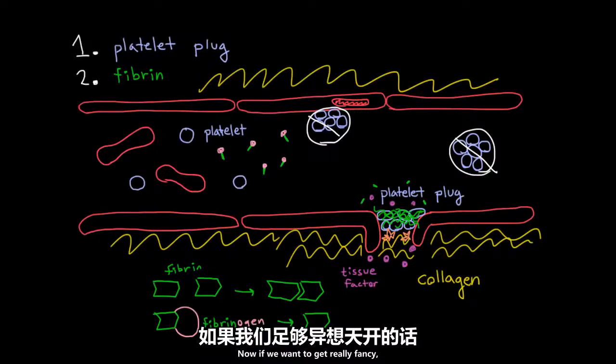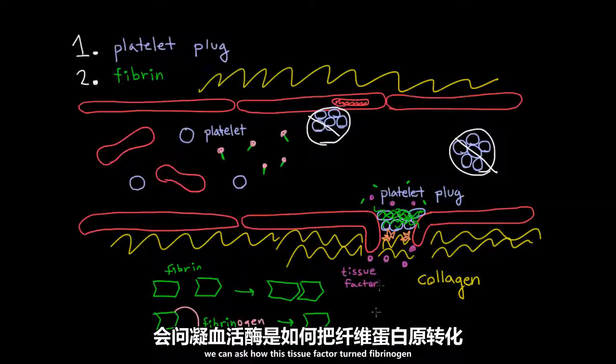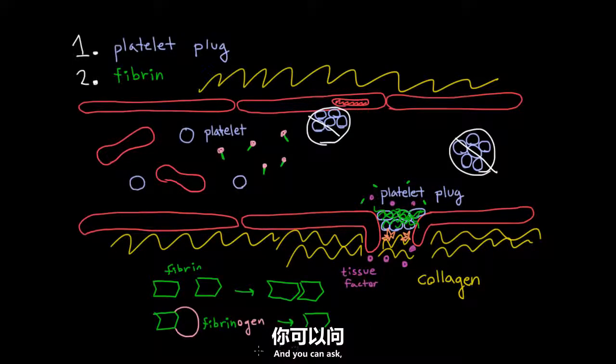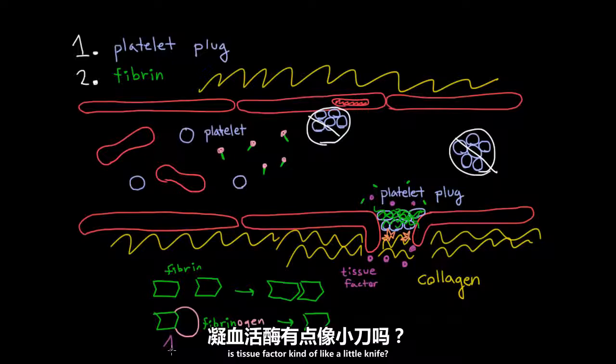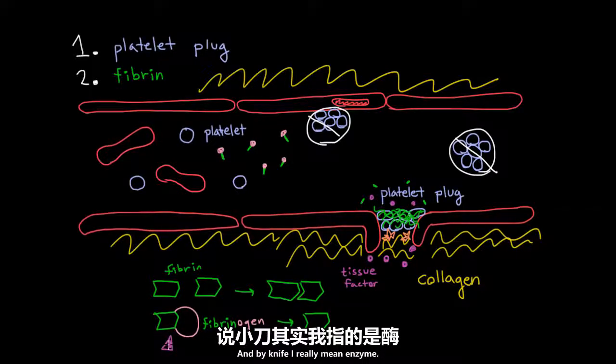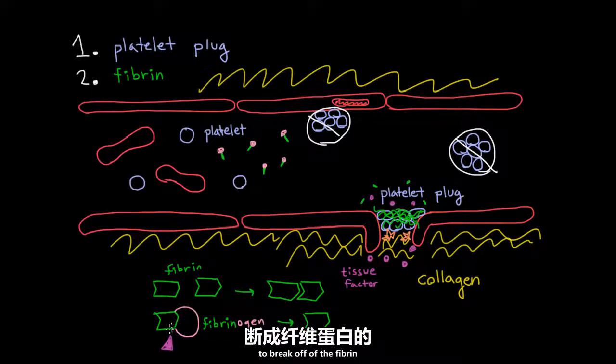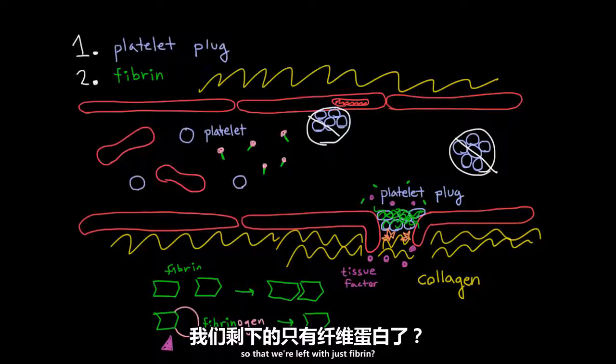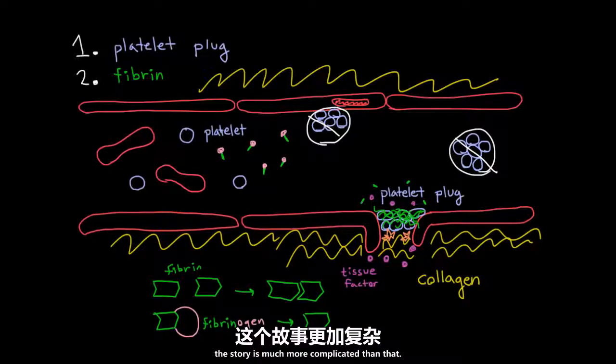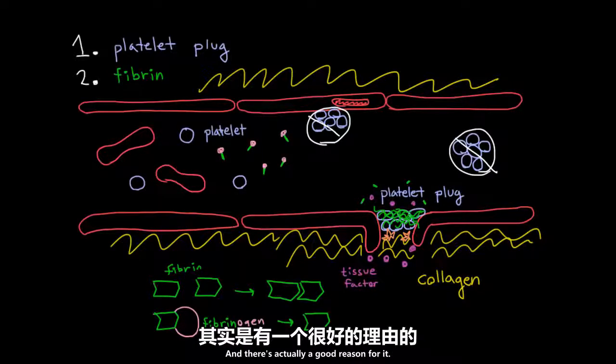Now if we want to get really fancy, we can ask, how does tissue factor turn fibrinogen into fibrin? And you can ask, is tissue factor kind of like a little knife? Is it, and by knife I really mean enzyme, is it a little knife or enzyme that causes this piece to break off of the fibrin so that we're left with just fibrin? And actually, unfortunately, the story is much more complicated than that. And there's actually a good reason for it.